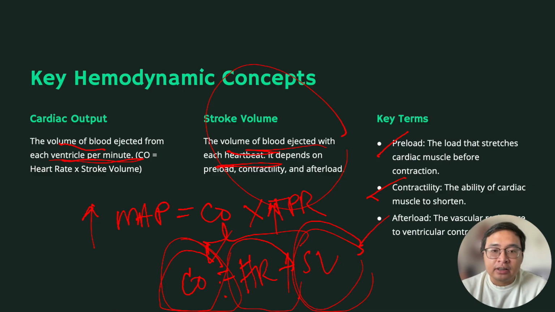Okay, so it says here, cardiac output depends on preload, contractility, and afterload. What are those terms? Preload is the stretch of the cardiac muscle before contraction, while contractility is the ability of the cardiac muscle to shorten. And lastly, afterload is the resistance against which the ventricles contract. So, these are factors occurring before, during, and after contraction.